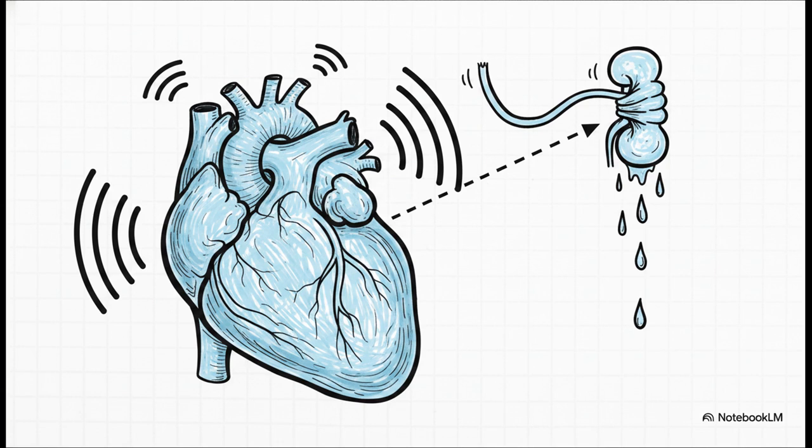There are 3 main players here. ANP is released from the upper chambers, the atria, in response to volume overload. BNP is released from the lower, much more powerful pumping chambers, the ventricles, and this is our primary marker for heart failure. Finally, CNP is released from the blood vessel walls, the endothelium, to cause vasodilation, though it doesn't have a major role in cardiac diagnostics. Ultimately, these peptides are desperately trying to save the failing heart by forcing the kidneys to excrete sodium and water to drop the blood pressure.